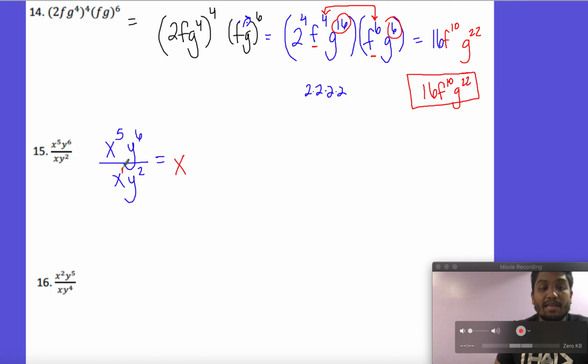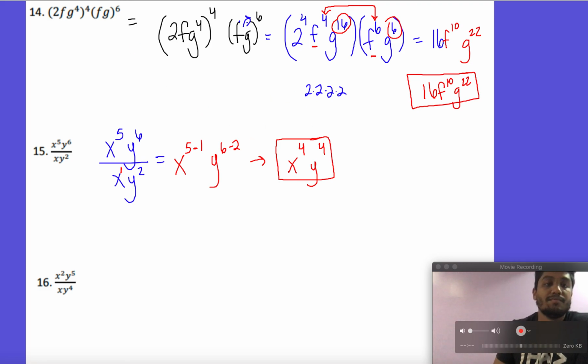Okay, you can place the little 1 here if you'd like, just because with the quotient rule we're going to be subtracting. If you didn't see the 1 there, you might think, oh, it's just 5 minus nothing, which is not true, right? There is a 1 here. So this would be 5 minus 1. And then for the y's on the top and bottom, we just subtract the exponents, 6 minus 2. And we're left with x to the 4th, y to the 4th. Okay, I like to put a box on my answers.